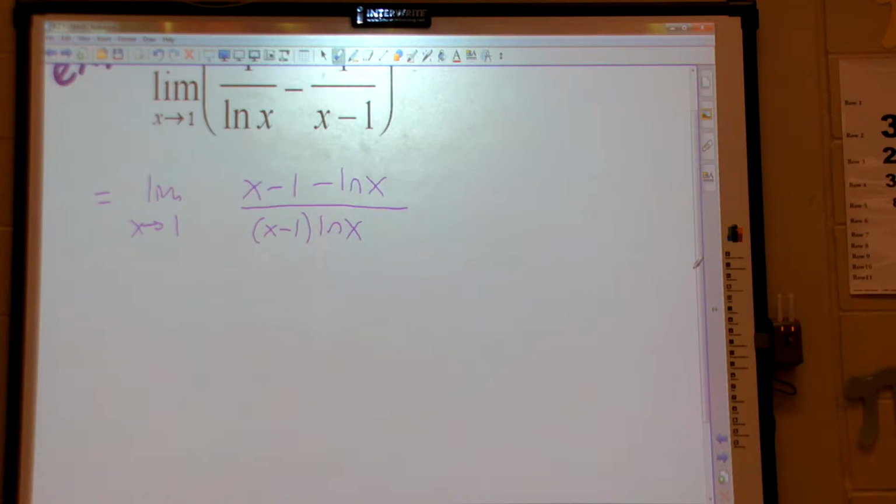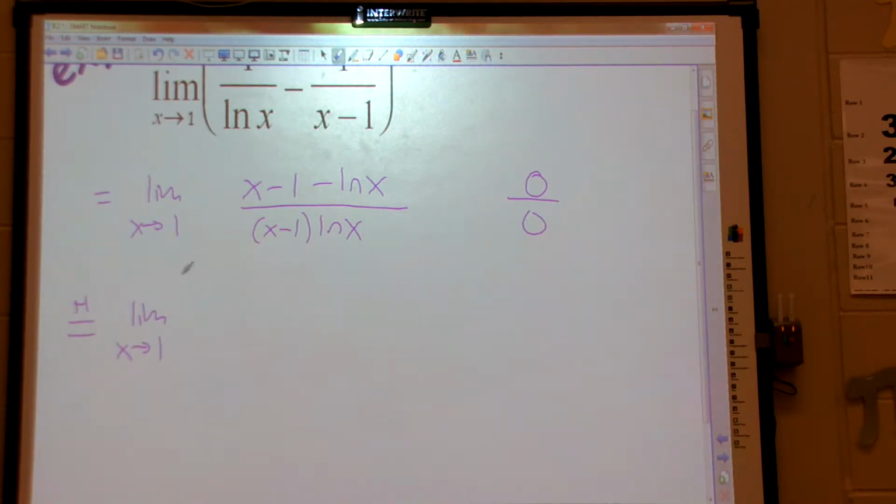Okay, so now what indeterminate form do I have? Plug it in. 0 over 0. Do we not get this idea? If I plug in 1, I'm going to get 0 up top, and I want to get 0 at the bottom. So now I have an indeterminate form in 1 fraction. I can do L'Hopital's. So here we go.